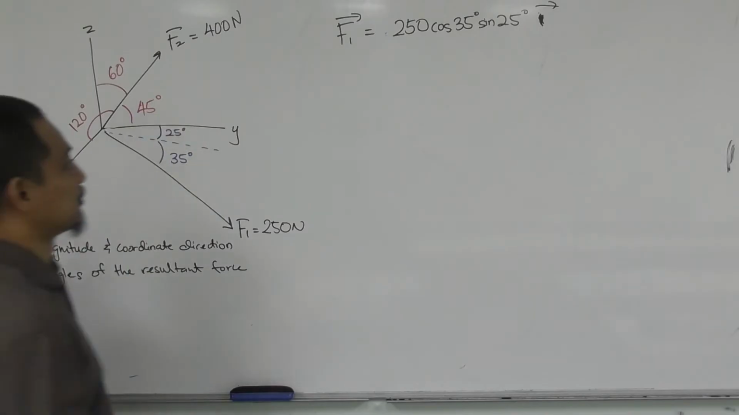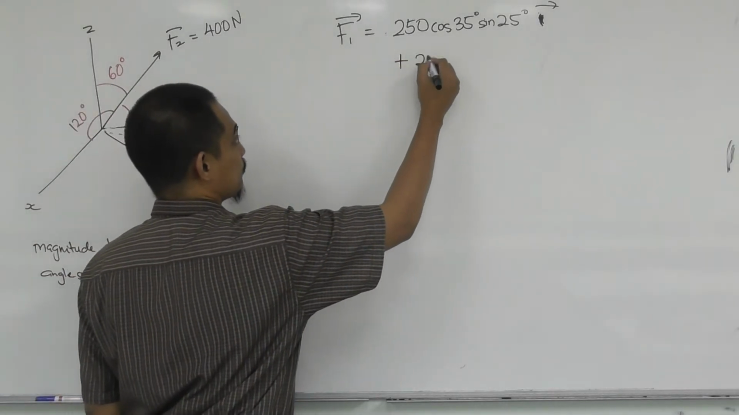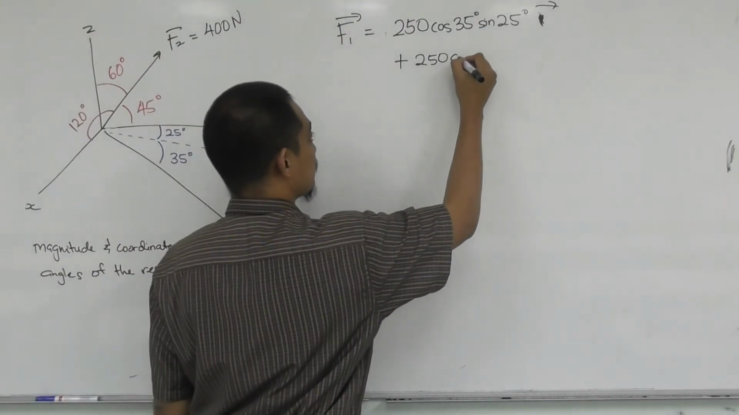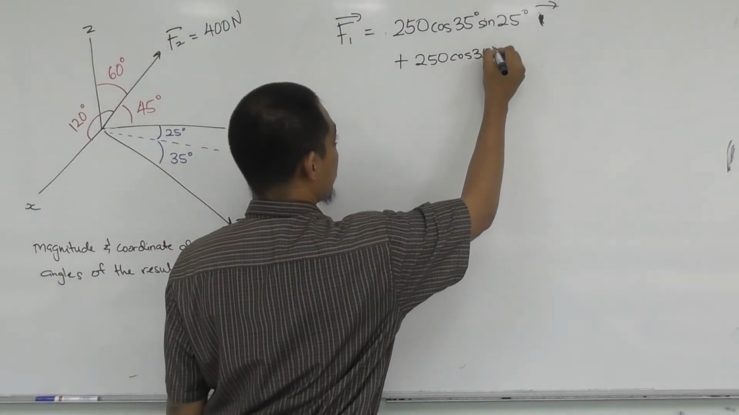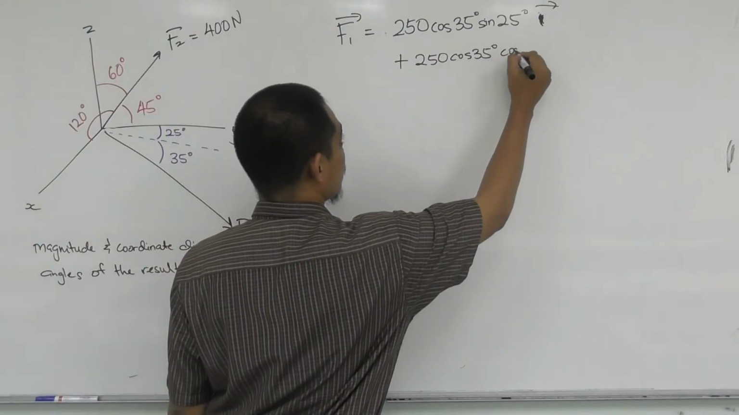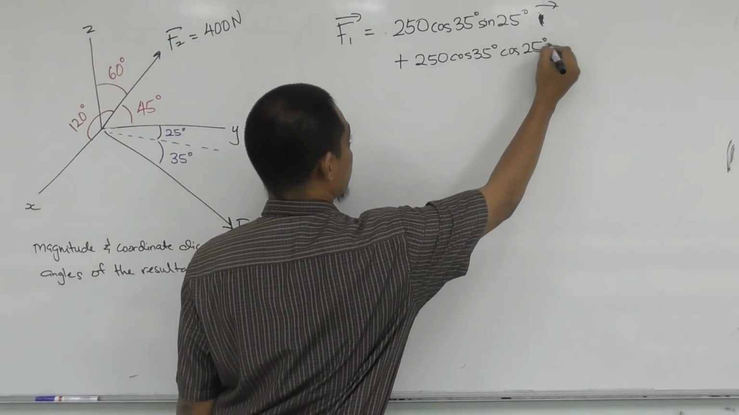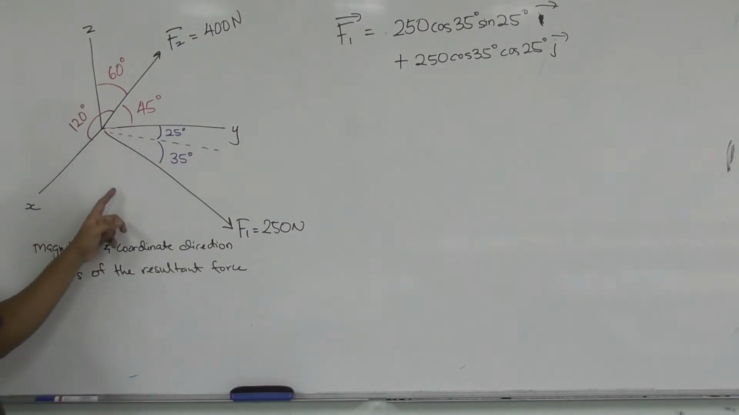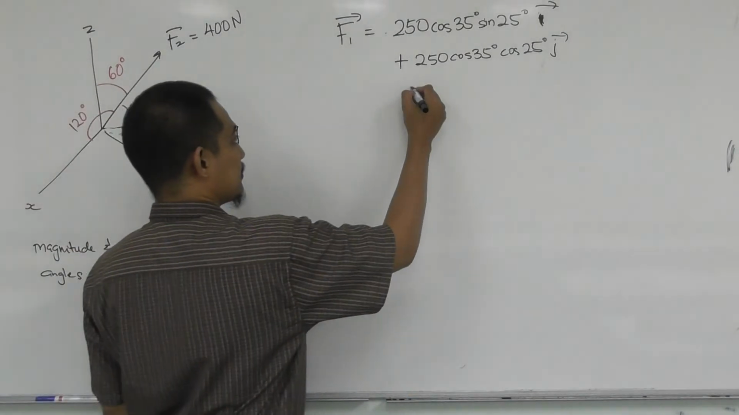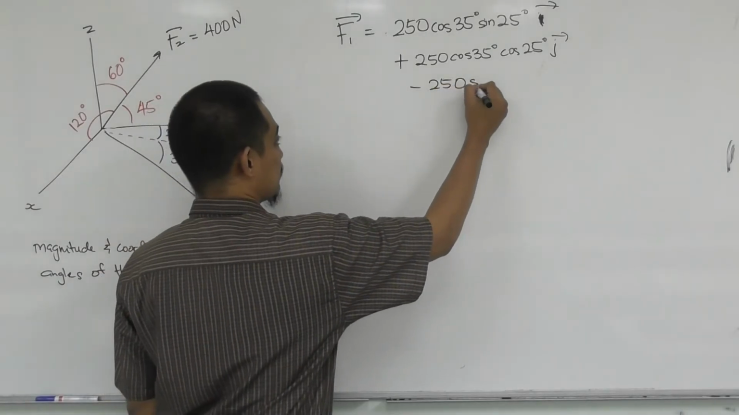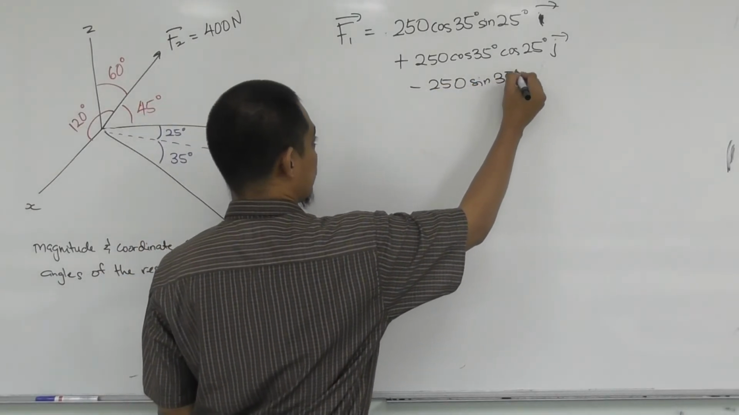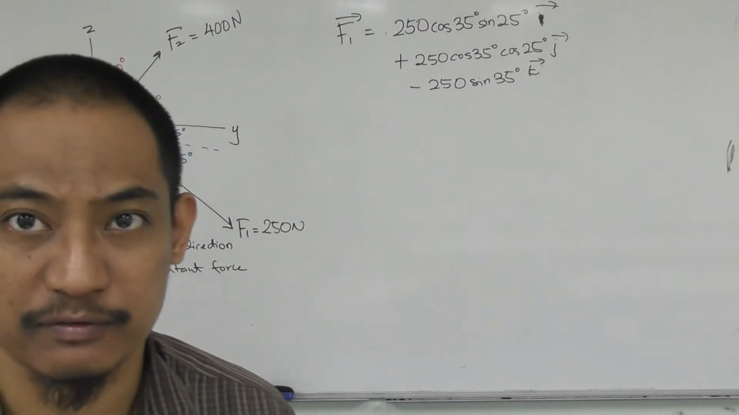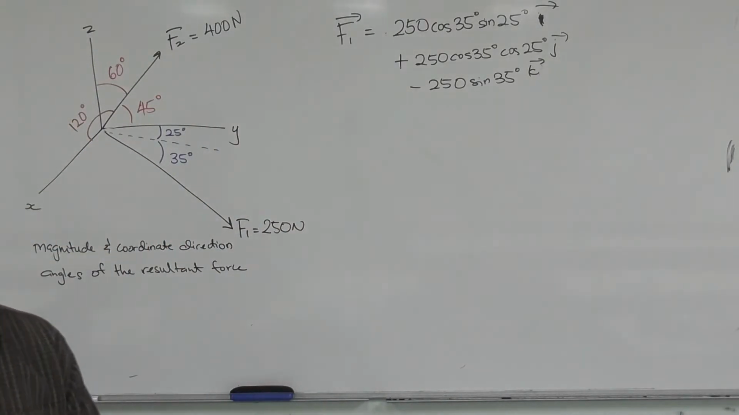The y component is still positive, so plus 250 cos 35 cos 35 degrees j. You get the y component. The z component straight will go down, so minus 250 sin 35 degrees k. Still in the frame? Yes.